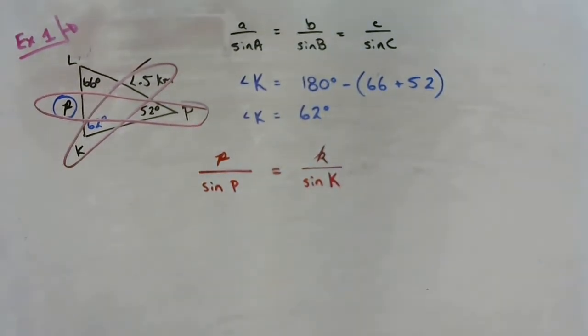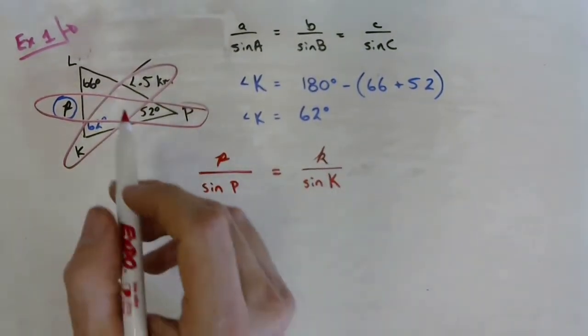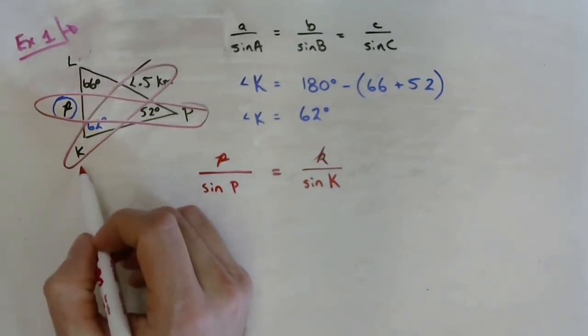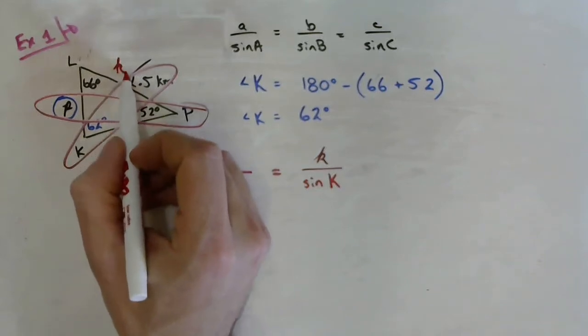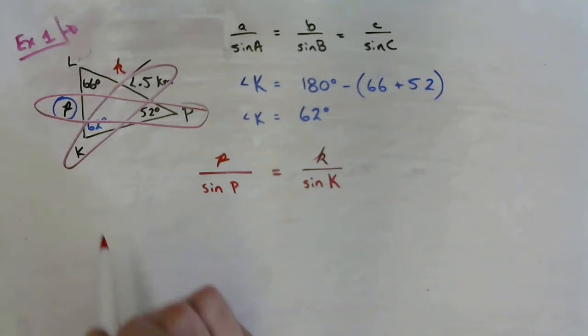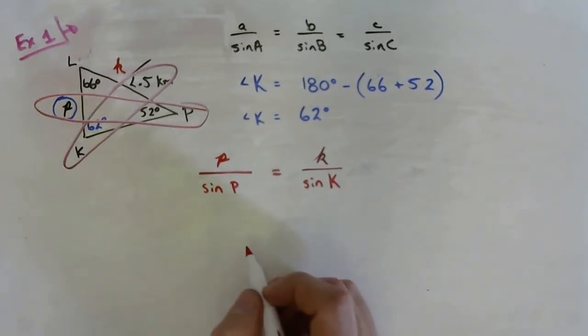You're saying, Mr. V, you don't have a side length K in your diagram. Yeah, I do. The side length is always named after its opposite angle. So even though it doesn't say K up here, you know I'm talking about that side length because it's opposite angle K.